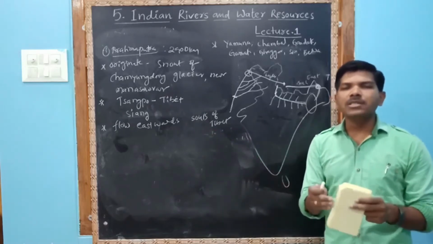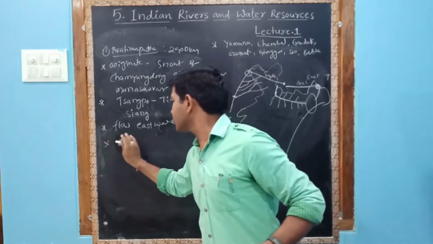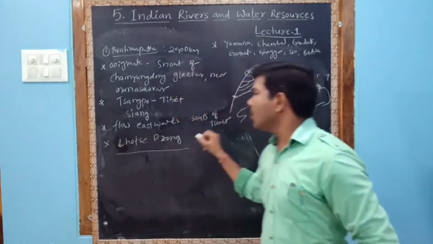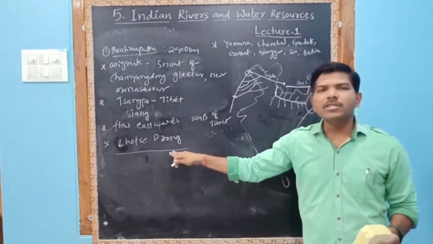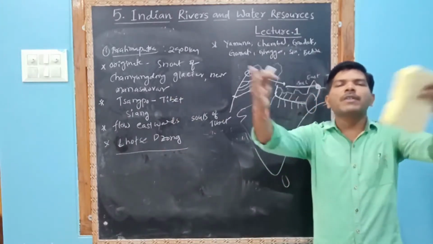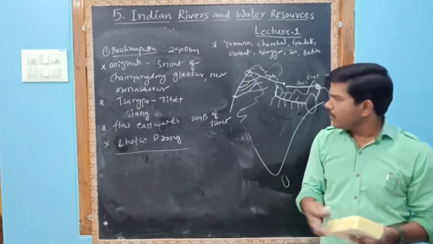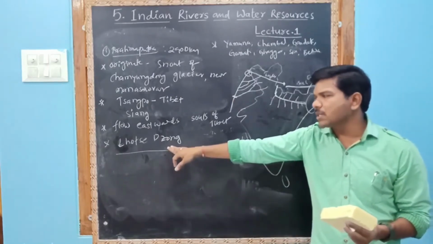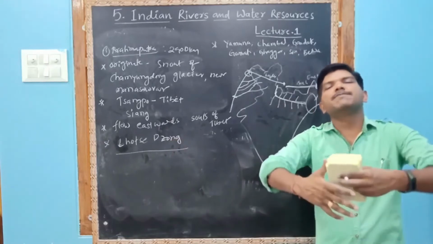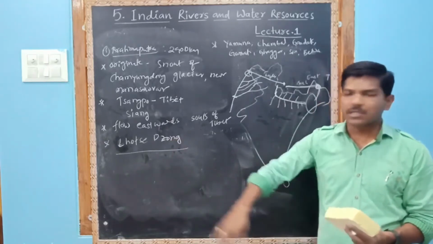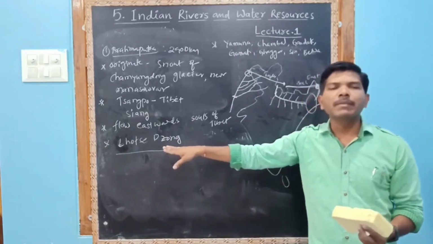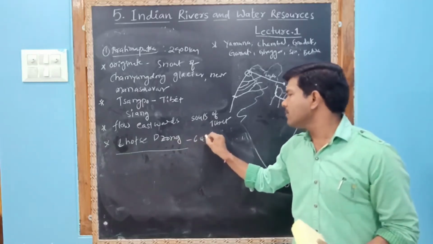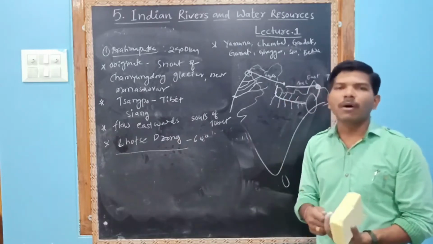Near the Lhotse zone, it opens out into a navigable area for 640 kilometers. It emerges out from the mountains near the Lhotse zone, providing a navigable channel for 640 kilometers. I repeat, near the Lhotse zone, Brahmaputra River opens out into a navigable channel for 640 kilometers. That means it is a little bit free, emerging from the mountains.